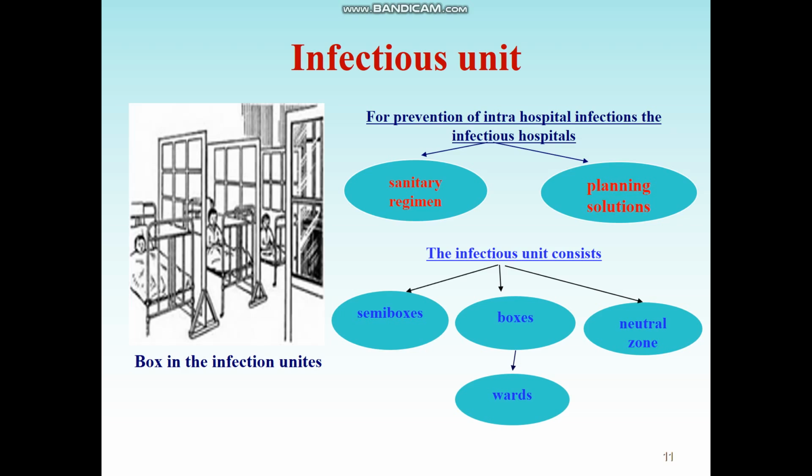The dirty stream is the moving of infection patients and all the processes to their service. The clean stream is the moving of the personnel and patients discharged from the unit. This isolation system allows prevention of intra-hospital infection. The infection unit consists of boxes, semi-boxes, wards, and a neutral zone for doctors and nurses.